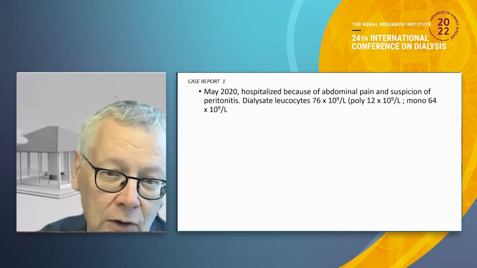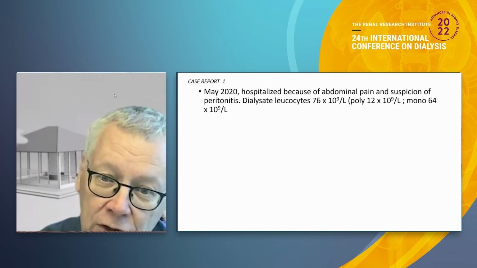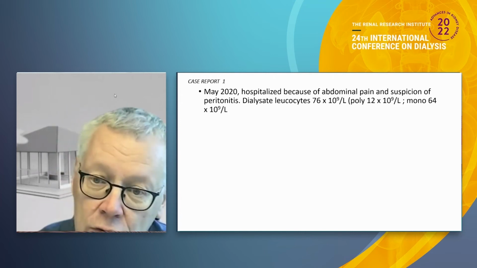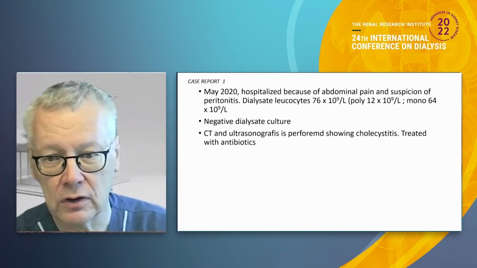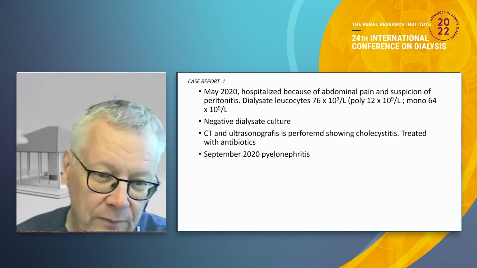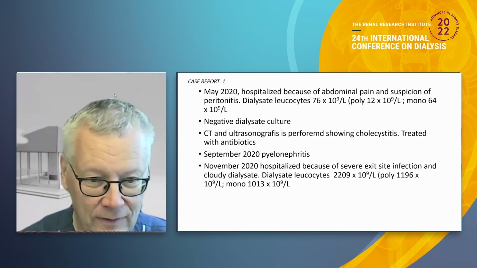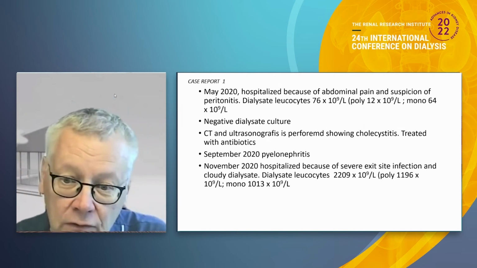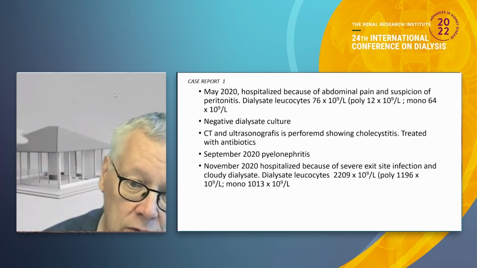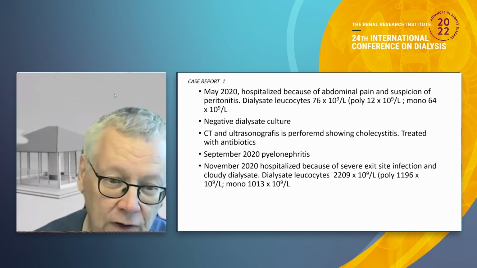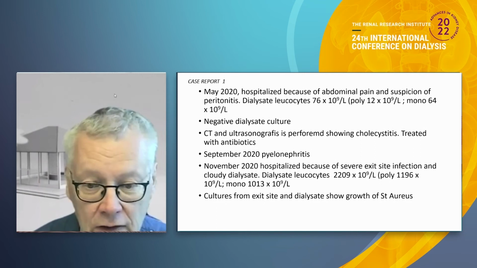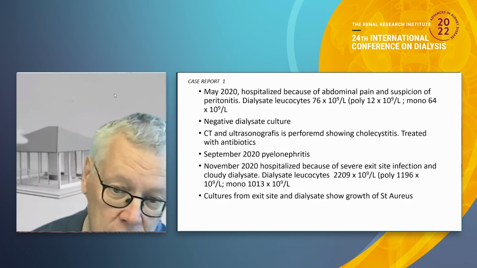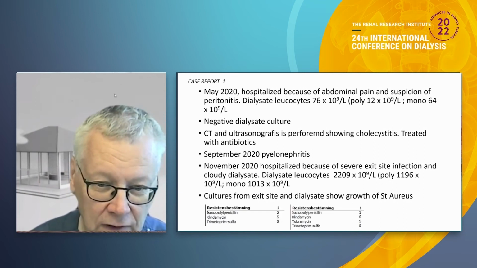Later he was hospitalized because of abdominal pain and suspicion of peritonitis, but the dialysate leukocytes were not very high. Negative culture, a CT showed cholecystitis, and it was treated. And in November, he was hospitalized because of severe exit site infection and cloudy dialysate. And this time, it was very clear peritonitis. Culture from the exit site and dialysate showed growth of Staph aureus. You can see it's sensitive to everything.